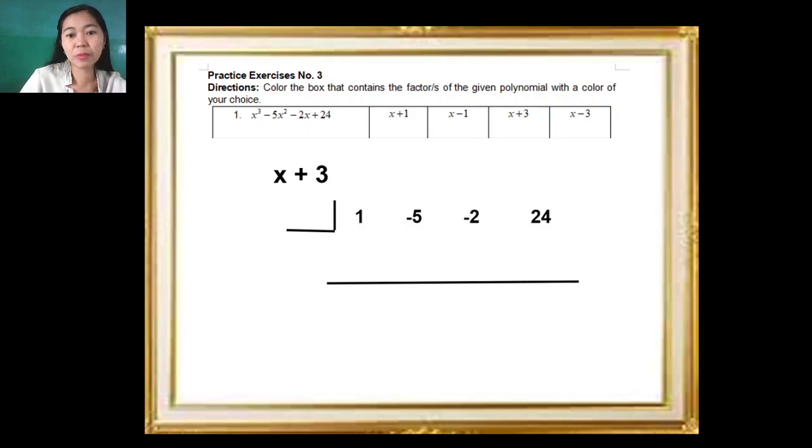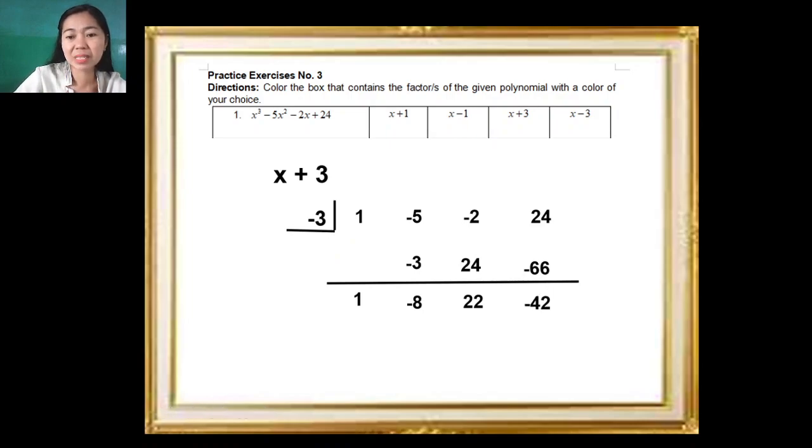So, again, 1, negative 5, negative 2, 24, and then magiging negative 3 ang value ng r natin. Okay, synthetic division, bring down 1, multiplied by negative 3. So, we have here negative 3. Add negative 5 and negative 3, we have negative 8. Negative 8 times negative 3, we have positive 24. And then we have here, negative 2 plus 24 is 22. And then 22 times negative 3 is negative 66. Adding 24 and negative 66, we have negative 42.